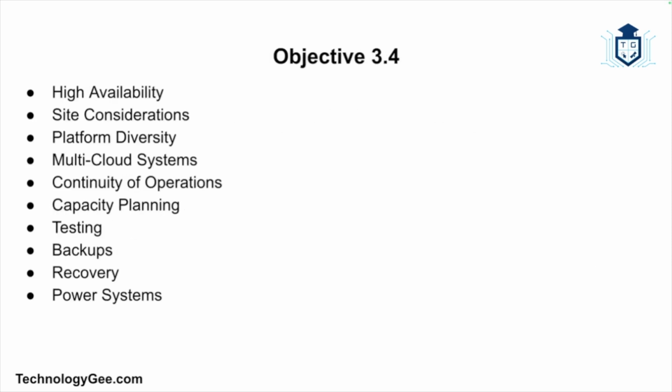All right, so we've covered a lot in this video. We talked about high availability, site considerations, platform diversity, multi-cloud systems, continuity of operations, capacity planning, testing, backups, recovery, and power systems. Each of these components, they play a vital role in ensuring your organization can withstand disruptions and recover swiftly. So remember, resilience isn't just about technology. It's about planning, people, and processes. So if you prepare thoroughly, your organization should be ready to handle whatever comes its way.